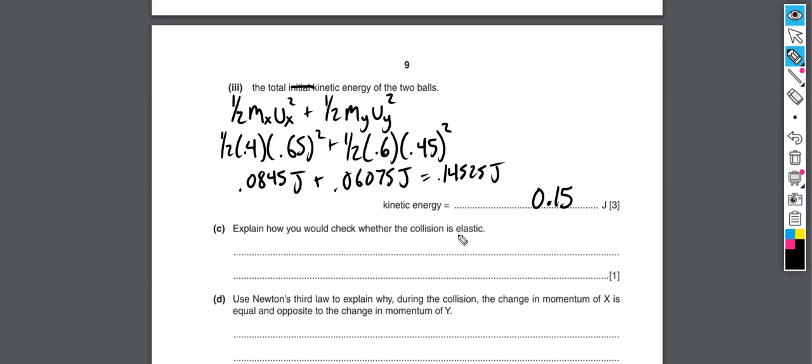Explain how you would check whether the collision is elastic. On the chalkboard it says, why are most collisions inelastic? Because usually kinetic energy is converted into other forms when things crash into each other. There's sound, there's heat, there's deformation of material. In order to check whether a collision is elastic, since we just calculated the initial kinetic energy, why not calculate the final kinetic energy and compare it to that initial? Because if the collision is perfectly elastic, then the final kinetic energy will equal the initial kinetic energy.